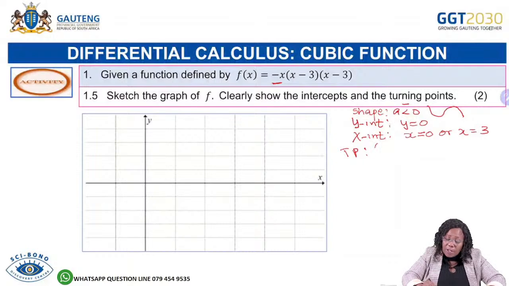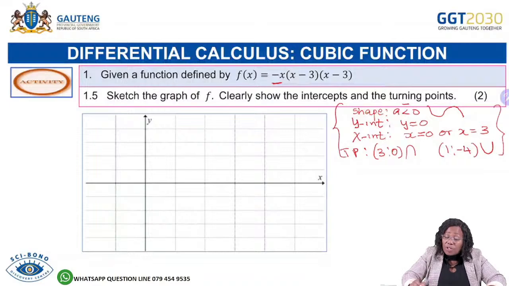We have just calculated that the first one will be (3, 0), which is the maximum one. The second one will be (1, -4), which will be our minimum turning point. With this information, grade 12, you can now sketch your graph. Okay, now let's start.